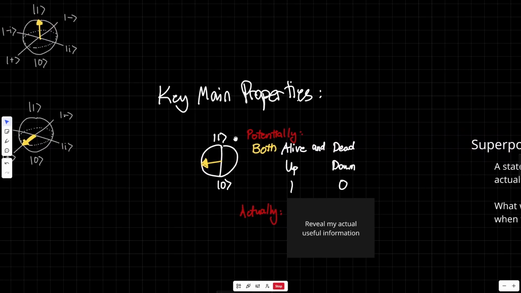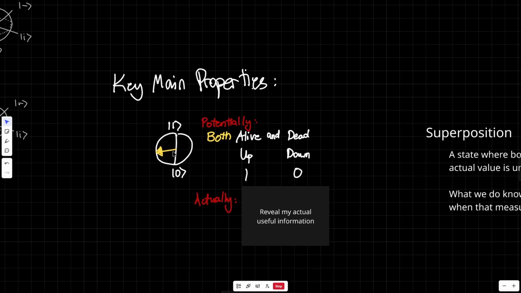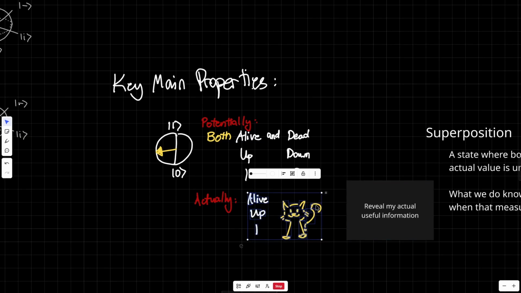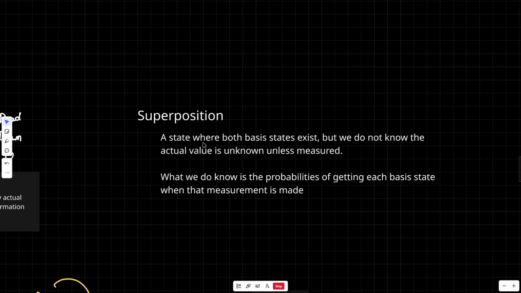The key property of superposition is that the actual value of this state vector is not really known until you do a measurement. As it is right now, it's both alive and dead, up and down, 1 and 0. Until we do some sort of interaction, we don't know the actual value this qubit holds. In a formal definition, a superposition is a state where both basis states exist, but we do not know what the actual value is. It's really unknown unless we measure it. What we do know are the probabilities of getting each basis state when we do that measurement. That is superposition.